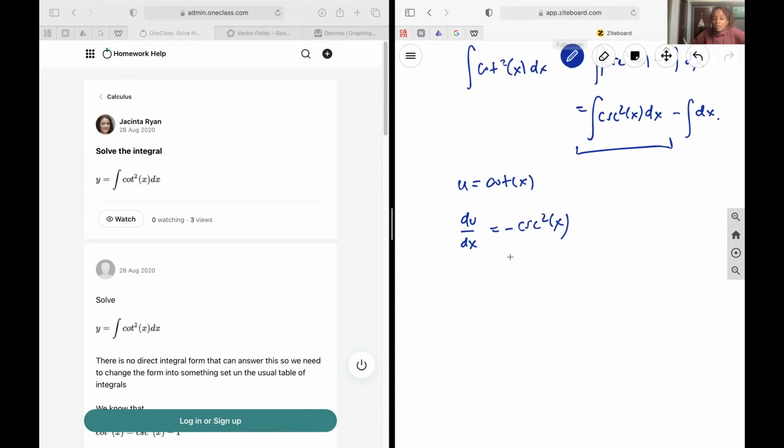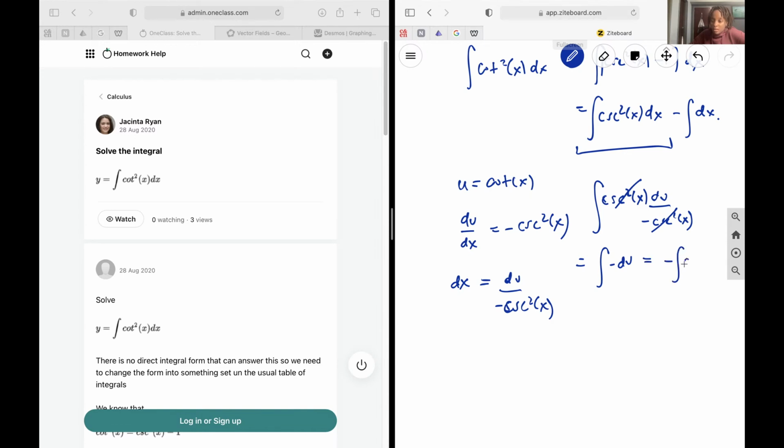Okay, and so this will give us that dx is equal to du over negative cosecant squared x. And so when you put that all in, you'll get the integral of cosecant squared x, and then you substitute in dx, so du over negative cosecant squared x. These two will cancel, which will just leave you with the integral of negative du, which is negative the integral of du. The integral of du is u, so negative cotangent x is going to be your answer for that.